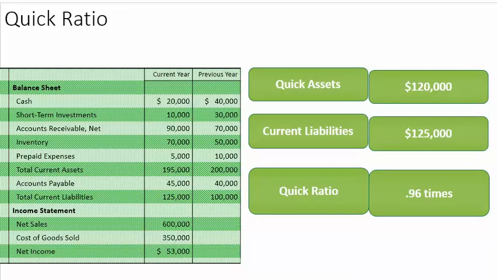Let's look at the quick ratio now. So this is just quick assets divided by current liabilities. Quick assets are those that can quickly be converted into cash. Obviously cash can. Short-term investments, those are like 90-day treasury notes or savings accounts, things like that, and accounts receivable. So those three items will be our quick assets. Then we need our current liabilities, again, 125, and that gives us an even more stringent ratio of 0.96. So that means they only have 96 cents in quick assets for every dollar in current liabilities. We would prefer a 1-to-1 ratio there.